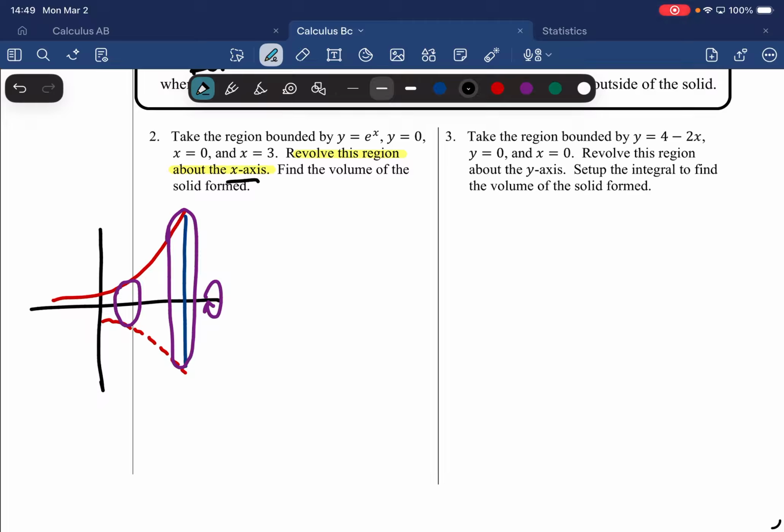Again, we're looking at the x-axis, and we know we started from 0 and went all the way up to 3. So this is the integral from 0 to 3, and we just follow the formula. So pi. Okay, then we talk about r. So r is where it is bounded from the x-axis to the function, and what's our function? e to the x squared dx.